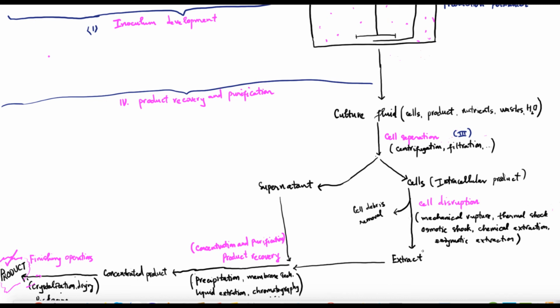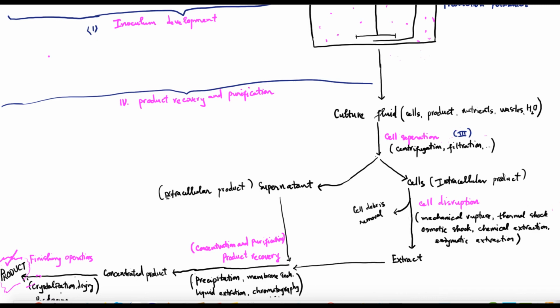In case the product is extracellular, meaning the product is excreted or produced outside of the microbial cell, therefore it should be found in the supernatant. We do not need to do any cell disruption, right? Because the product is already there.